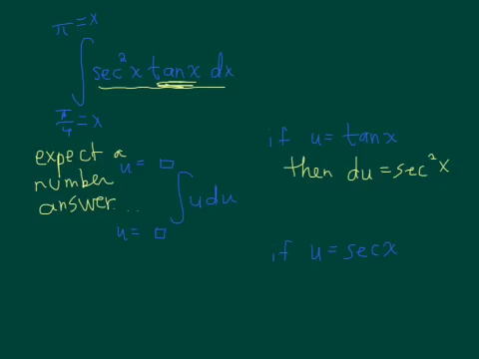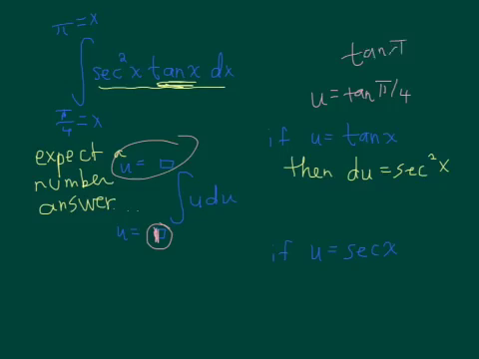And so if u equals tangent of x, then this boundary will be u equals tangent of pi over 4, which hopefully we know is 1. And the other boundary will be the tangent of pi, which is 0. So we have two new boundaries and an integral set up with u.